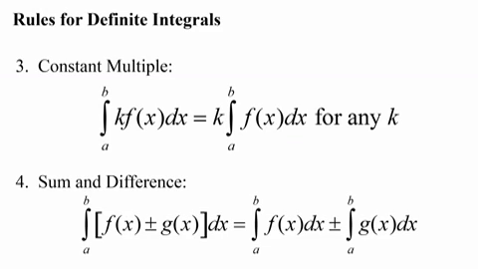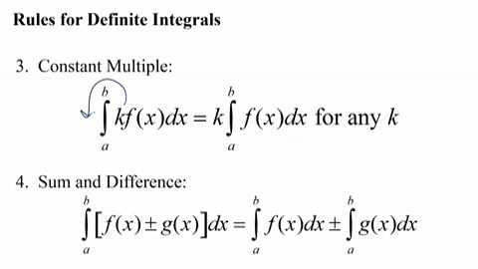Number 3, the constant multiple property. The definite integral from a to b of k times f of x dx is equal to the constant k times the definite integral from a to b of f of x dx, for any k which is a constant. So basically what that rule simply says is if you have a constant, you can pull it right out front and go ahead with your integration.